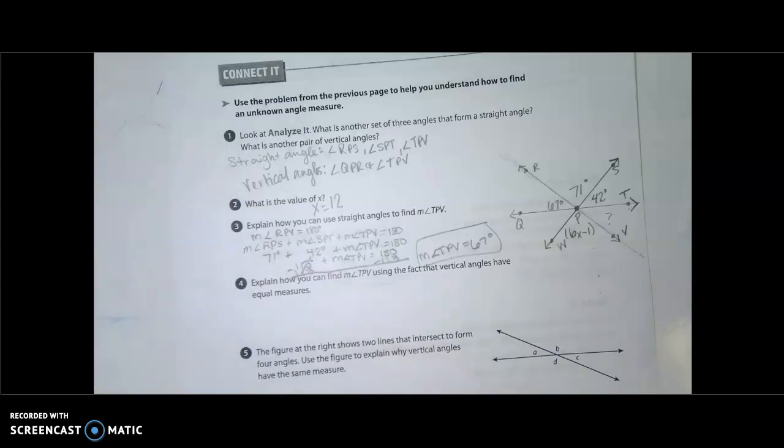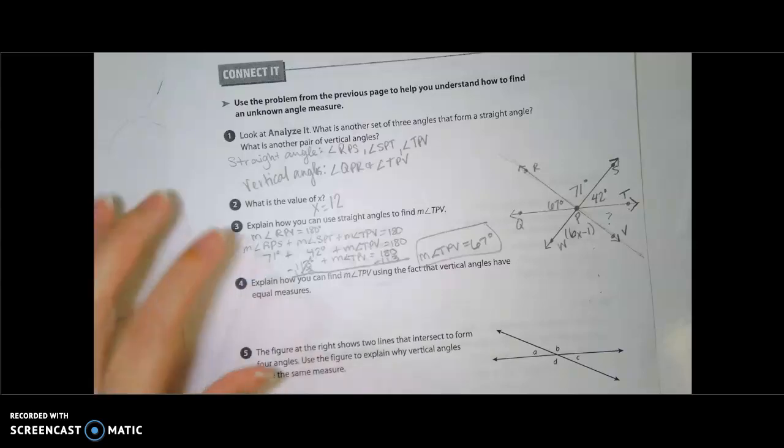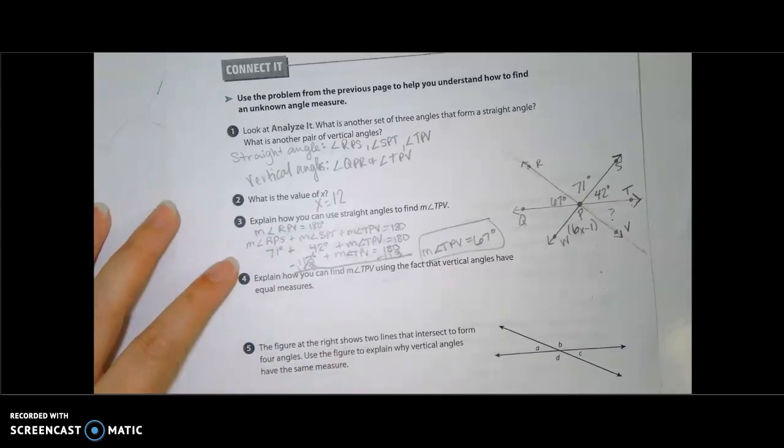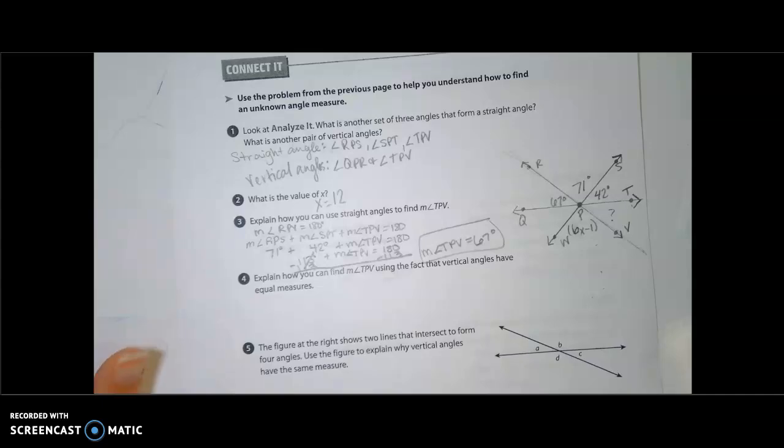And I know it says explain, and we should have been writing out words, but when it comes to problems like this, this is how your math is going to look. So I figured that is probably a better explanation than just saying, well, because it's 180 degrees, I can take these 2 and add them together. We're going to get into more complicated problems than just not knowing one of them.